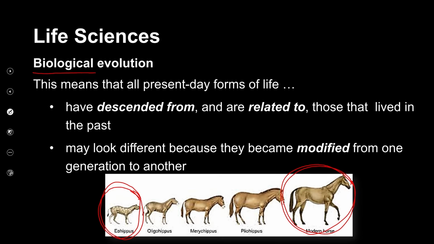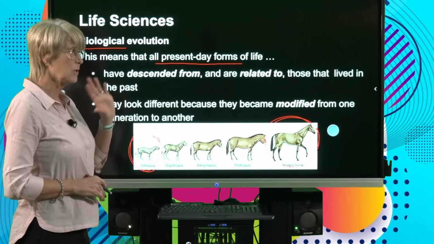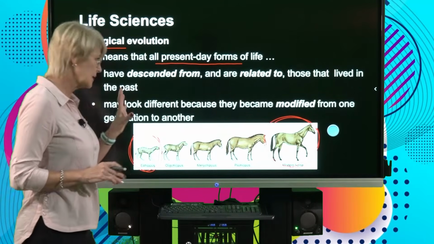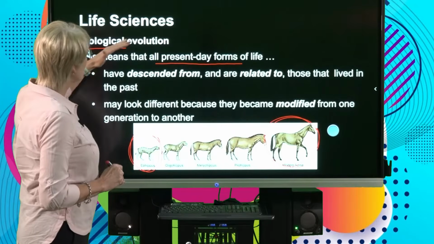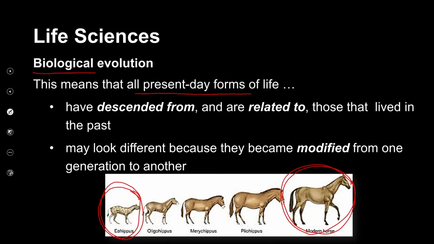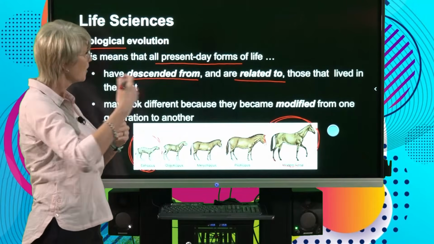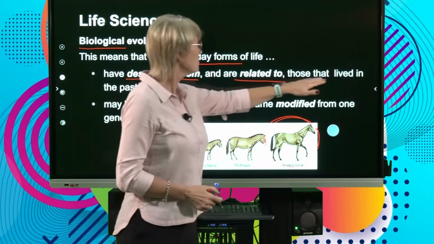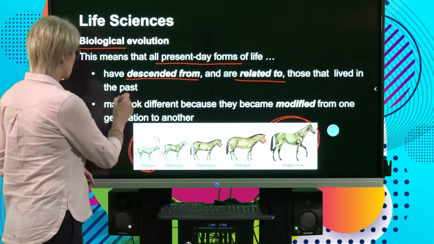If we have a look at the actual definition, it basically means that all present day forms, everything that we see on the earth today, so all the living organisms, all the plants, all the animals, all the unicellular and multicellular organisms, have descended from, in other words, they've come from something in the past, and they are related to all of those that lived in the past.